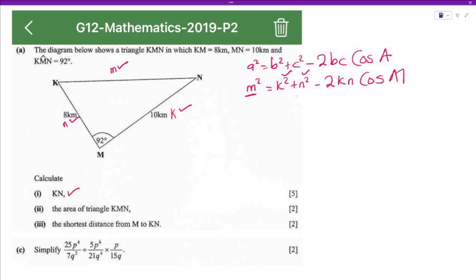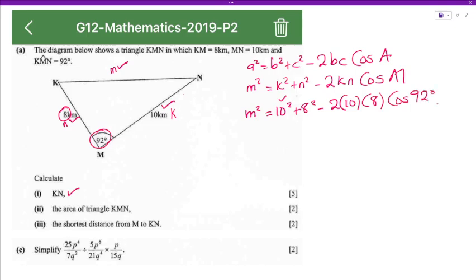So here it's going to be angle M. Remember we said angles are represented by capital letters and sides by small letters. At this point, simply plug in the values you have. What is the value for k? K is 10 kilometers. So I'm going to say 10 squared plus, what is n? N is 8 there. So 8 squared minus 2 times 10, times 8, and then cos. What is the angle at M? It's right there, 92 degrees.